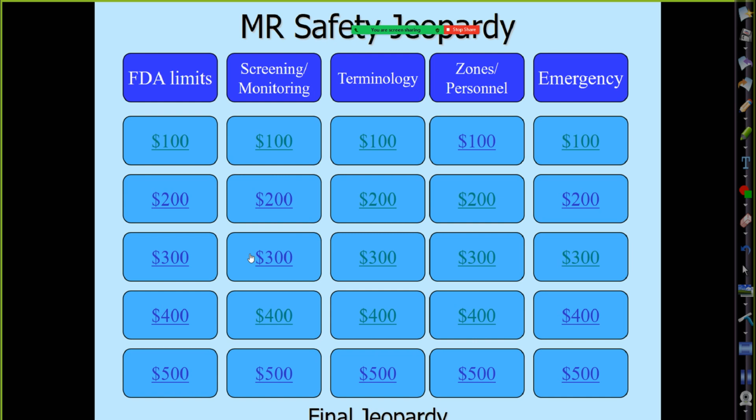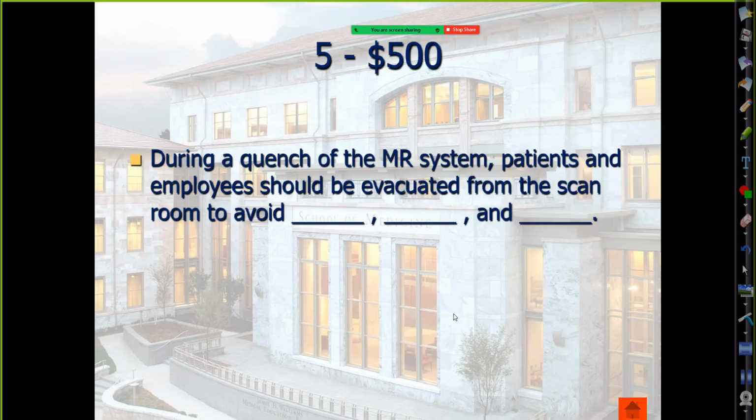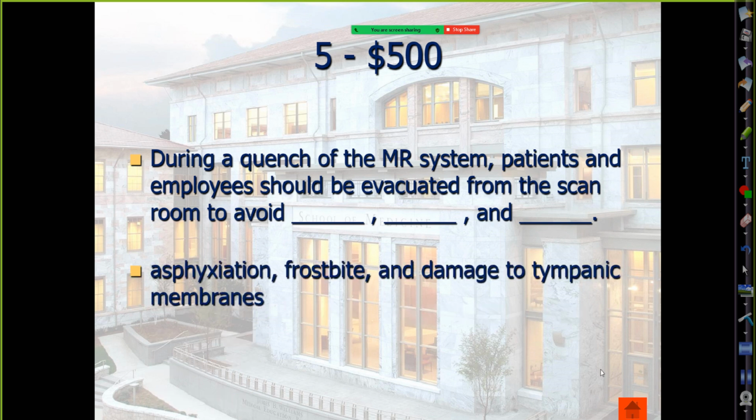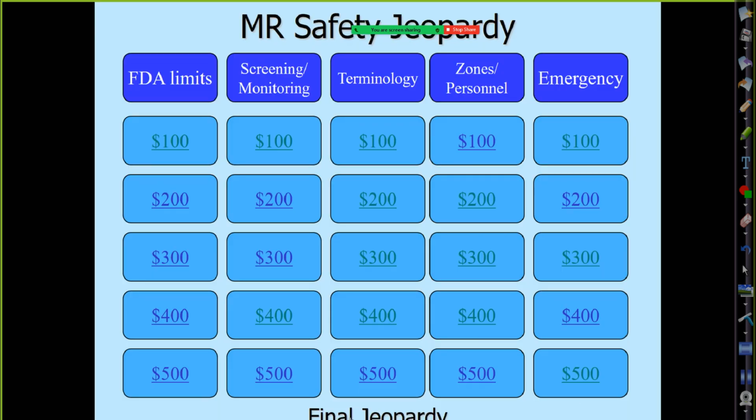Margo, why don't you pick another one? Emergency for 500. Okay. During a quench, this could happen. What are those things that we talked about that can build up in the room? Anybody can answer. Pressure, fire, combustion, or frostbite. Ruptured containment. All right. So we'll just do Final Jeopardy because we're about out of time.